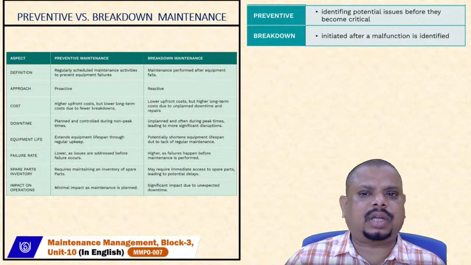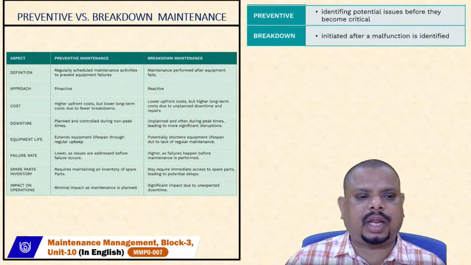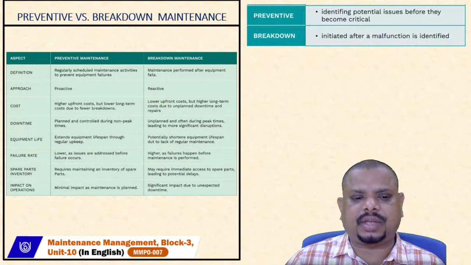Then the next aspect we have is equipment life. Preventive maintenance provides an extended equipment lifespan through regular upkeep, that means regular checking.